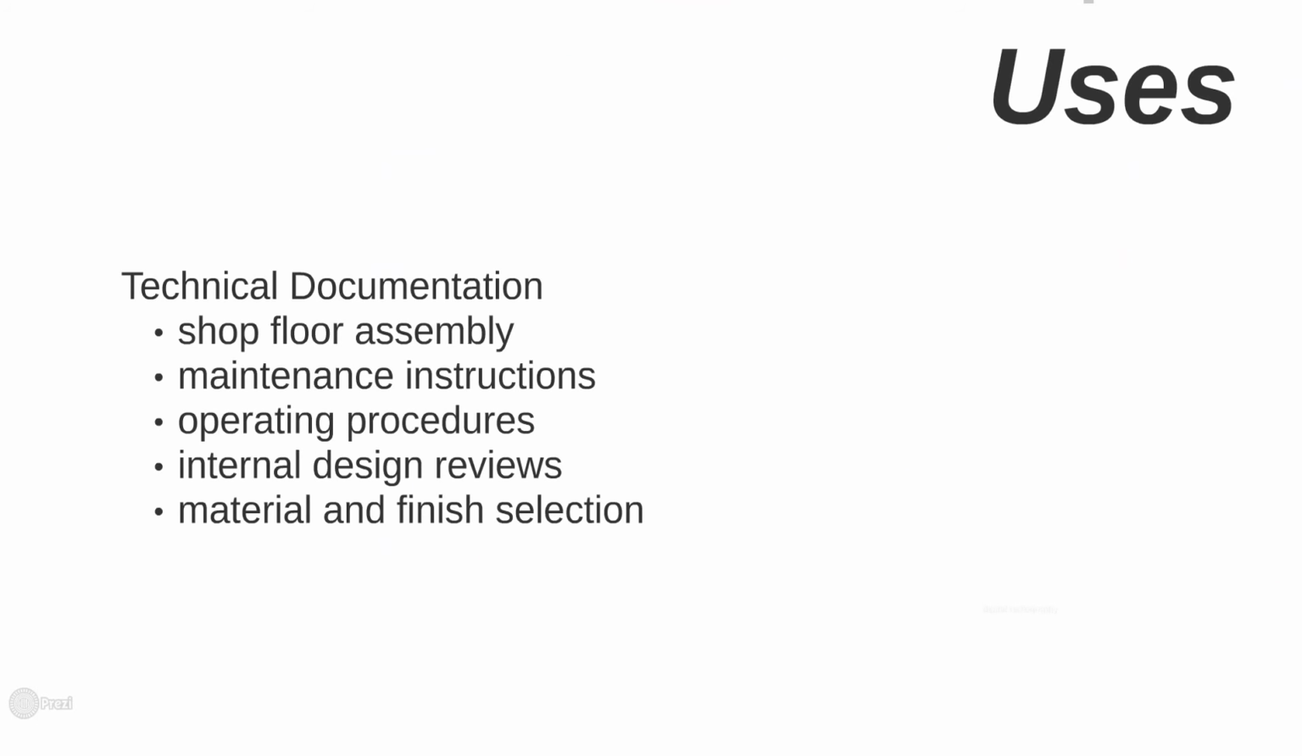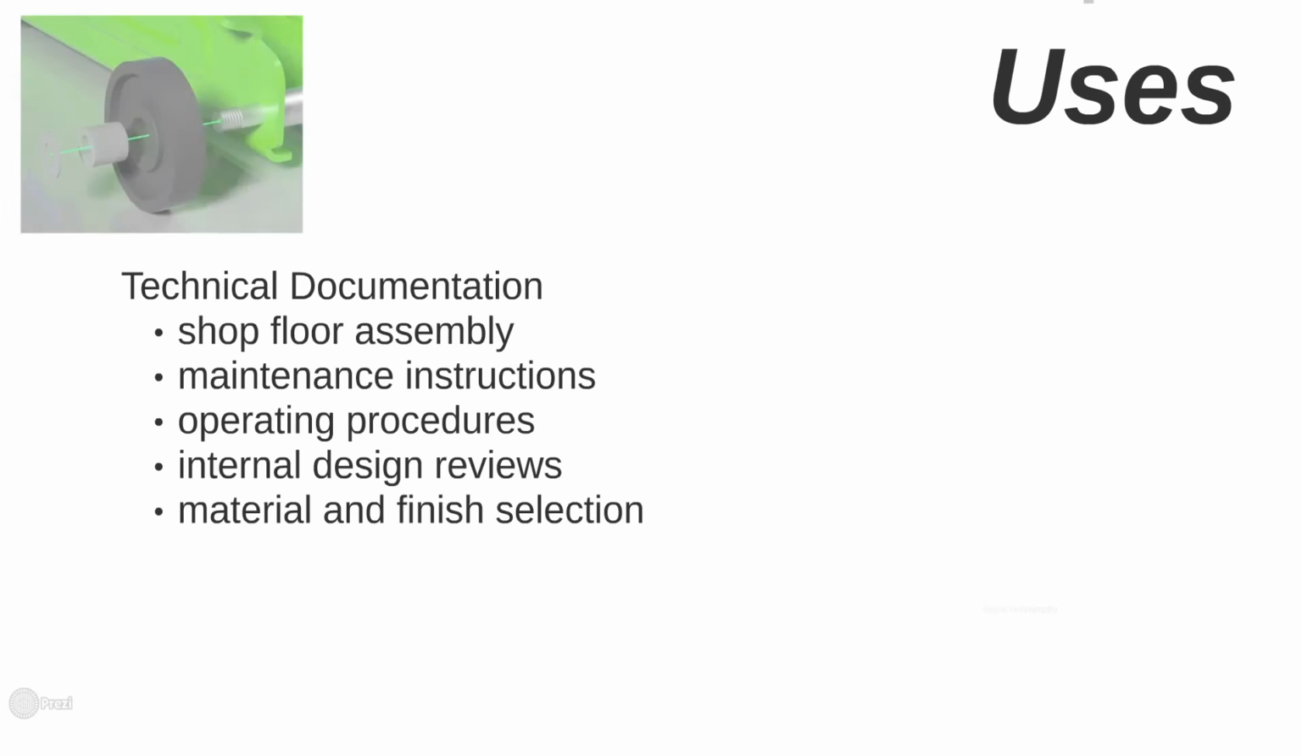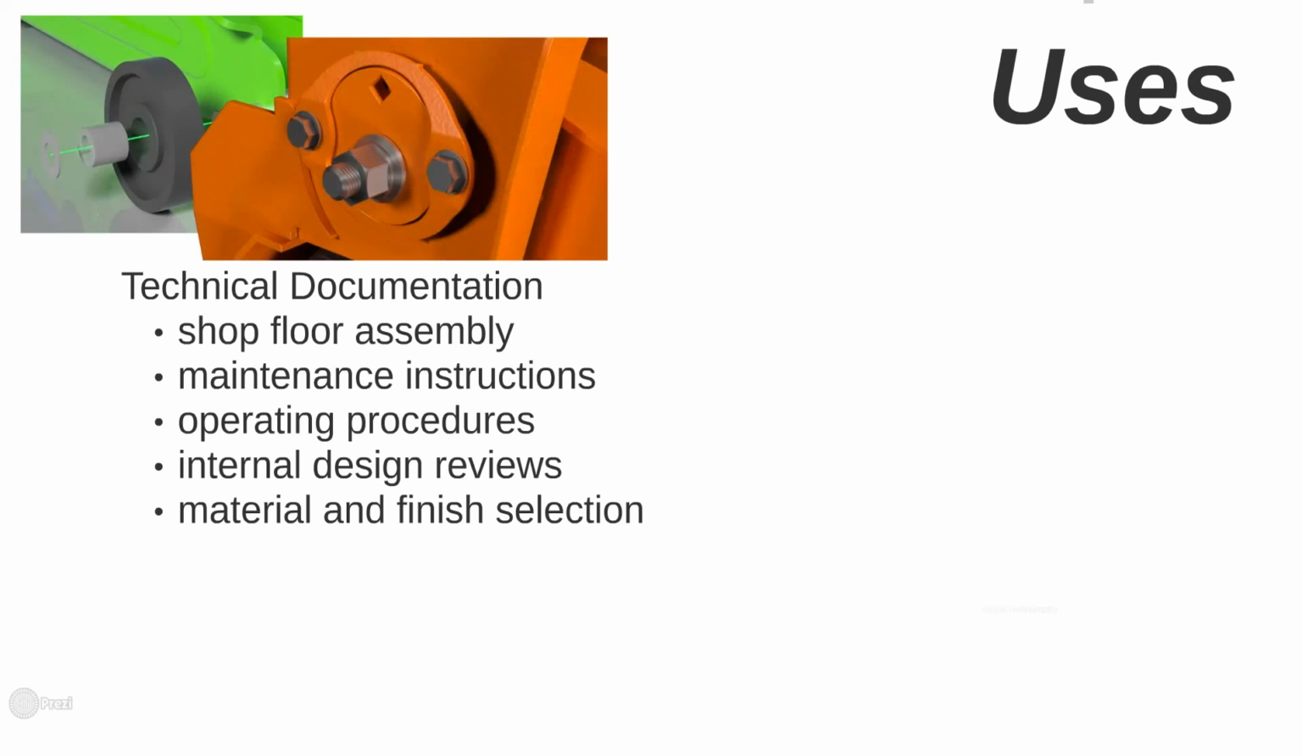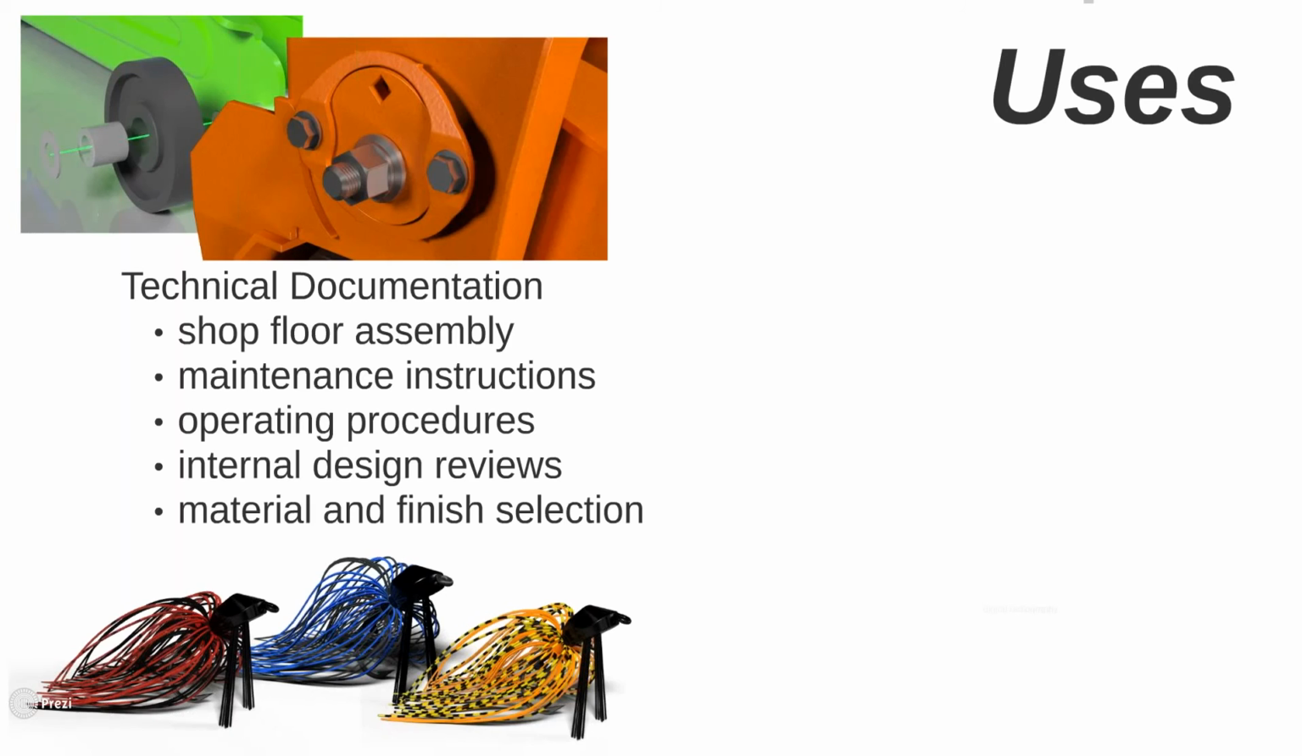First thing that we'll review here is technical documentation. A lot of companies might use 3ds Max to build internal documentation, maybe assembly instructions or maintenance, or even things that go external to the customer, operating procedures, design reviews, material selection, so even rendering the same model with different optional materials.